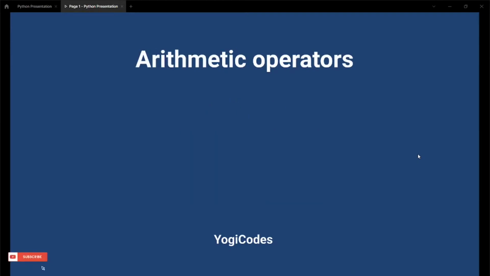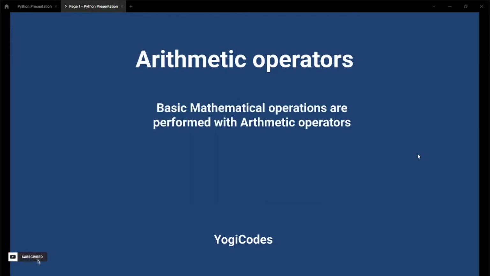Go to the next: arithmetic operator. So what is an arithmetic operator? Arithmetic operators are the basic mathematical operations like addition, subtraction, multiplication, division. There is another one called floor division, which means whenever we are getting a result of a decimal value, we want only the integer part of the value. At that time, we can use floor division. It will remove the decimal part of the result.